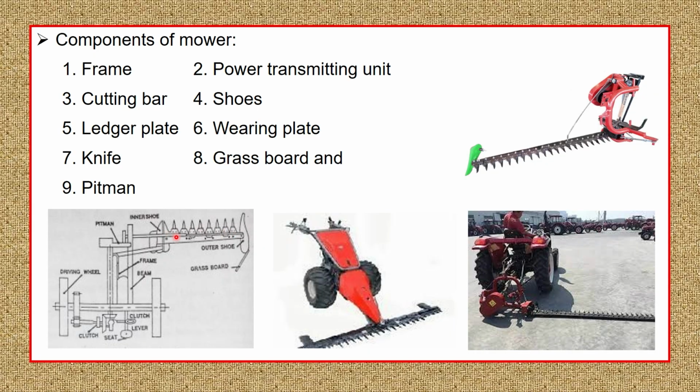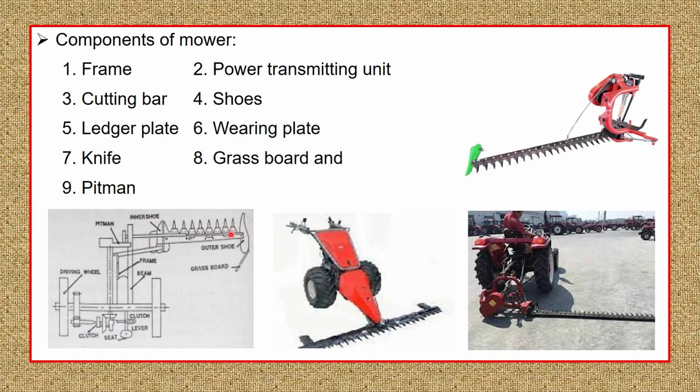So the ledger plate is the plate over which that knife will move or reciprocate, and while reciprocating it will cause a scissoring action because of its moving over the other plate. Any crop, any plant material that comes in between this ledger plate and the moving knife will be cut into pieces, and that's how the crop is harvested.